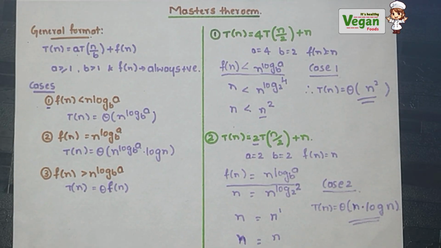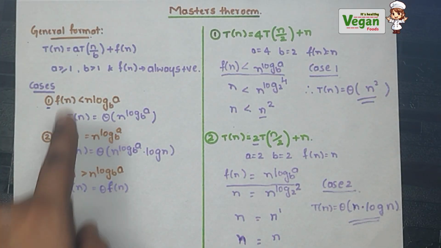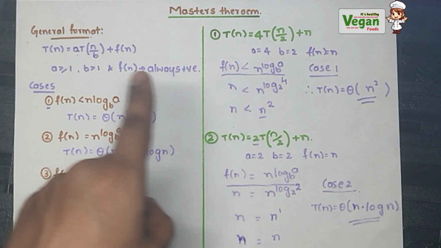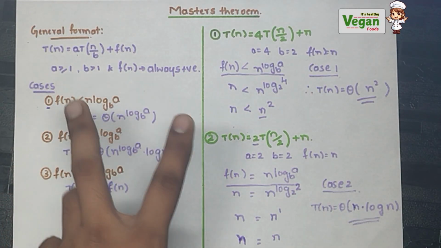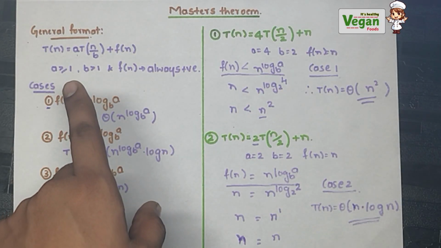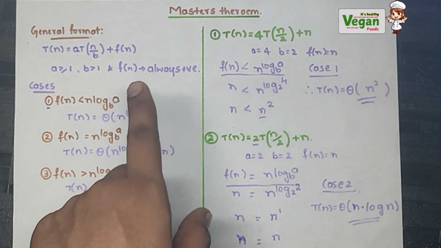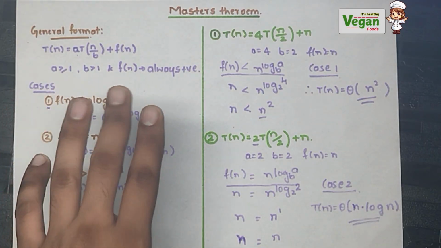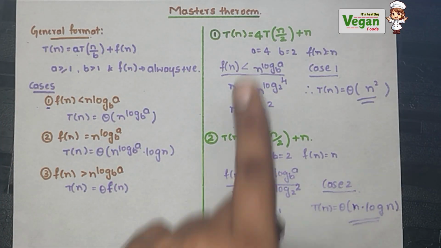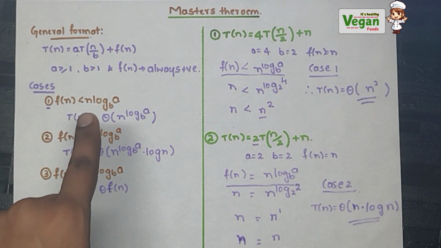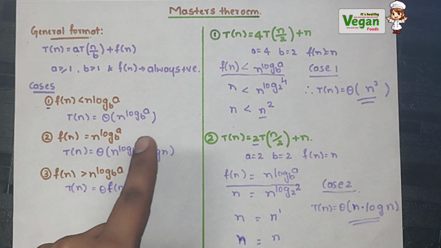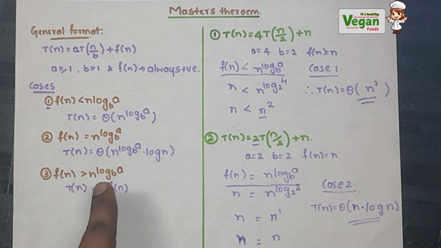So I hope you understood the concept of the master theorem from this simple explanation. Just compare with the general format, write the a value, the b value and the f of n value. Keep in mind, a must be greater than or equal to 1, b must be greater than 1, and f of n must be positive. Only under these three conditions can you apply the master theorem. Next, compare with the three cases: f of n less than, greater than, or equal to n power log a base b.